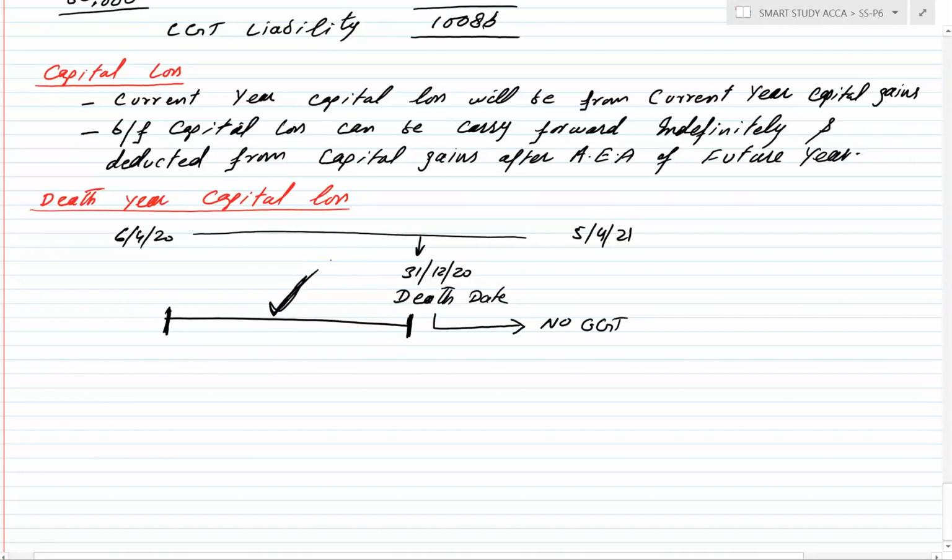But if there is net loss during this time, this individual has sold two or three assets, we have calculated their gains and losses, and there is net loss during this time. Net capital loss.